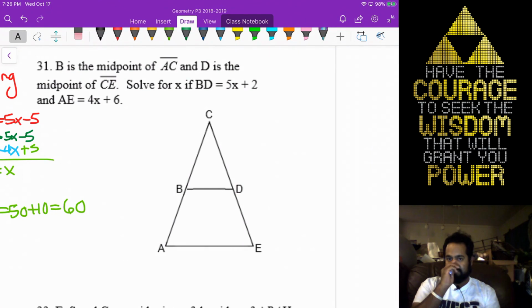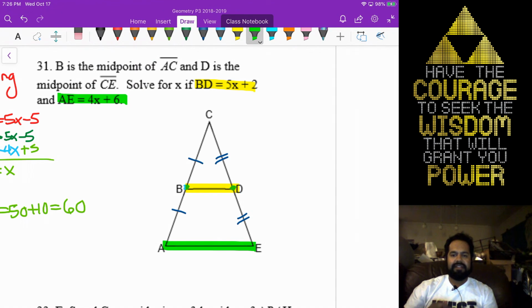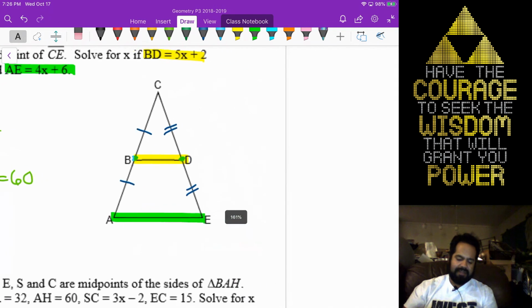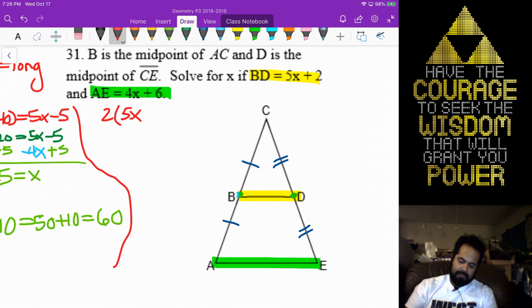31. Again, we're told that B is the midpoint and D is the midpoint. Since these are midpoints that are connected, we have created again the midsegment. So BD is our short side, AE is our long side. Solve for x. Don't need to plug it back in, so let's just go for it. 2 times the short, and I'm going to set that equal to the long.